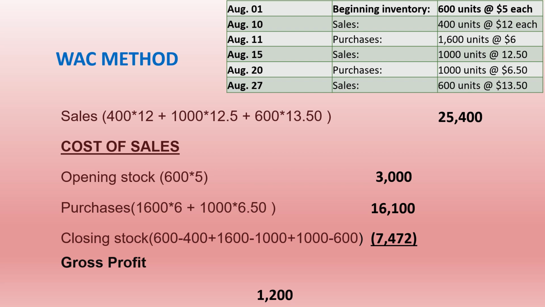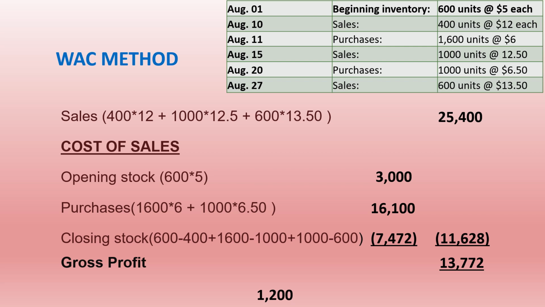In the weighted average, we are just thinking that we are going to issue whatever the quantity comes first. But here, the pricing is the crucial part. In the pricing, we are going to take the total value and we are going to divide it among the units and we are going to identify the weighted average cost. So here, we are left with 1,200. So the value of that 1,200 is 7,472.